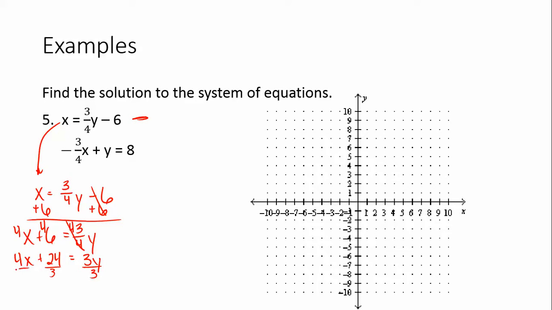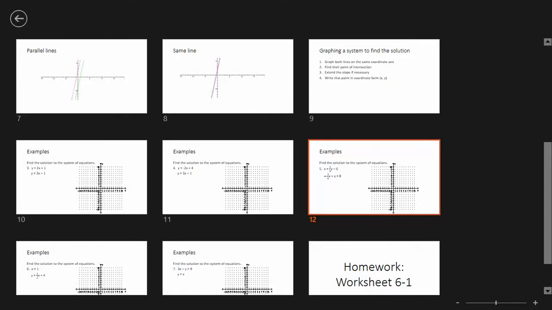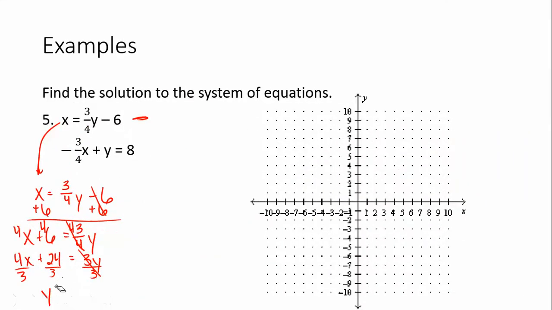But now I have to get rid of the 3, so I have to divide everything by 3. I'm also going to rearrange it, so y equals 4/3 x plus 8. So now I can go ahead and graph that. I'm going to start up at positive 8, and I need to go up 4 and over 3. Notice I kind of run out of graph room, so I'm going to go down 4 and to the left 3.